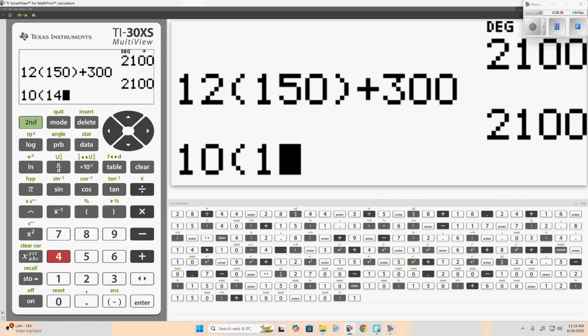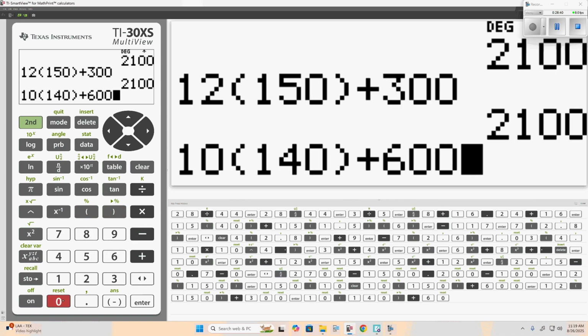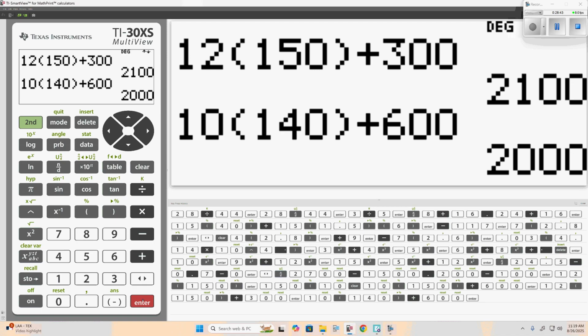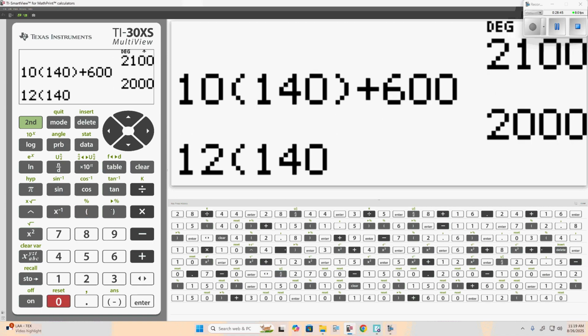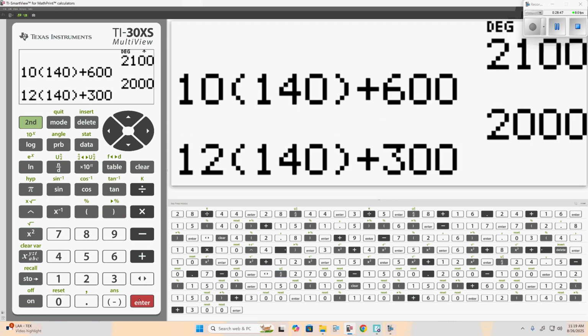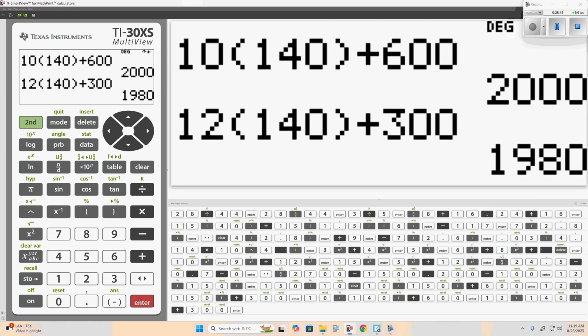10 times 140 plus 600 is 2,000. 12 times 140 plus 300 is 1,980. So we would save $20 going to Lakeside, yes? In the grand scheme of things, is $20 a big deal?